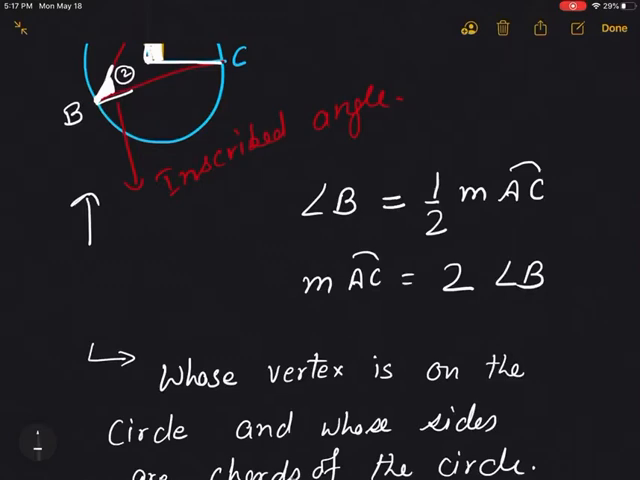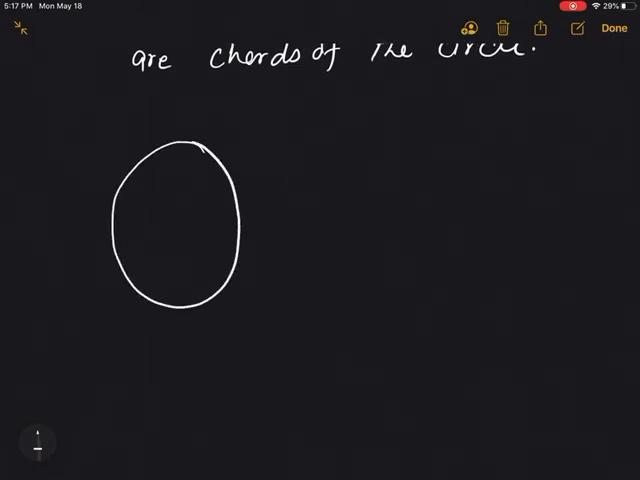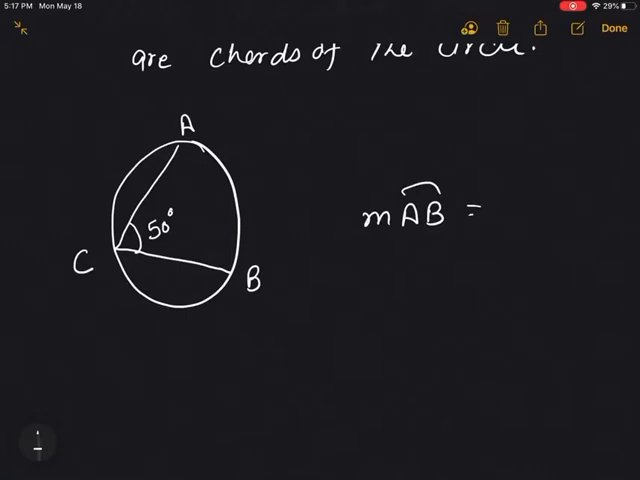All right, let me show you a few examples. Here comes the first one. Let's say here's a circle. This is the inscribed angle, and let's label this one A, this is B, and this is C, and this angle is 50. Can we find the measure of arc AB? Can we figure out the arc measure since we already know the inscribed angle? The arc measure will be twice the inscribed angle, so this arc measure would be 100 degrees.